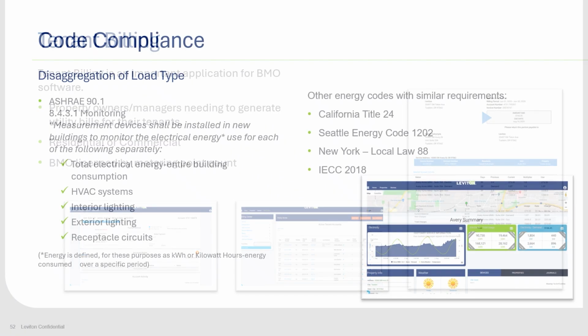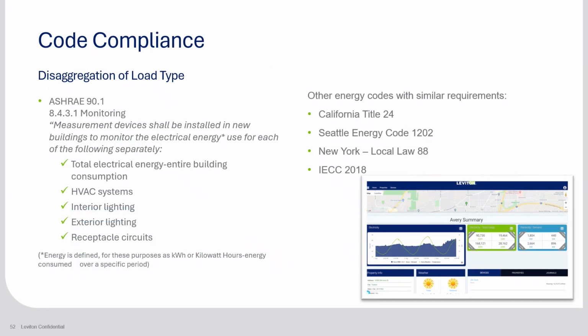Another important and growing need for energy management software is to meet energy code compliance requirements. The common theme with ASHRAE 90.1, IECC, and most other regional energy codes is their requirement for disaggregation of load types. They require building owners to monitor and report their electrical consumption in total, as well as in categories like HVAC, interior lighting, exterior lighting, receptacle loads, and in some areas, process loads may be included.